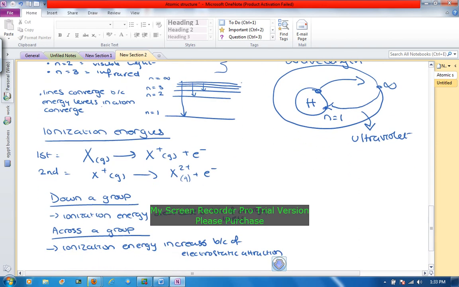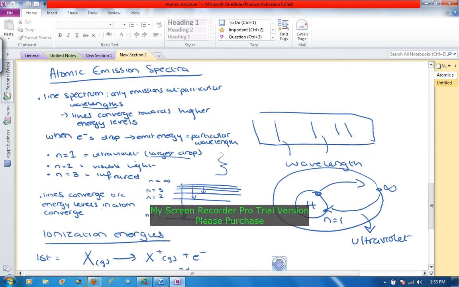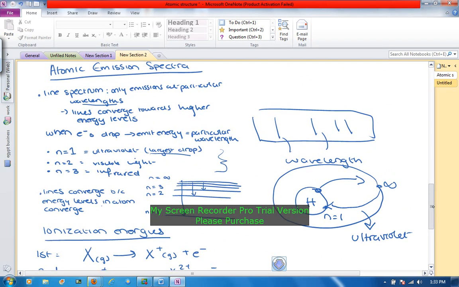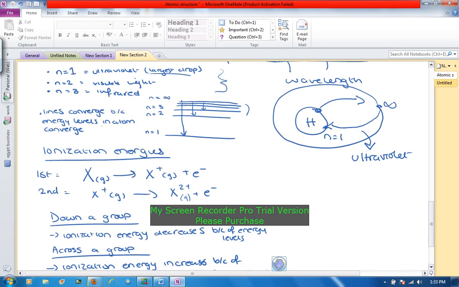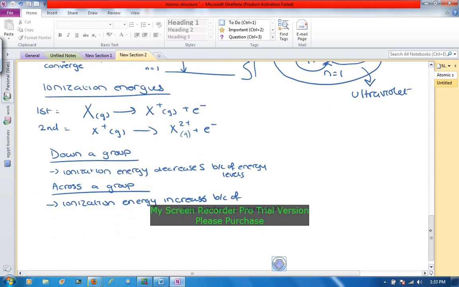In an emission spectrum, which kind of looks like this, the reason that the lines converge, they get closer at the top, which sometimes they'll ask you, is because the energy levels of an atom always converge as well. As you move across an atom, they converge as well. So just learn that.